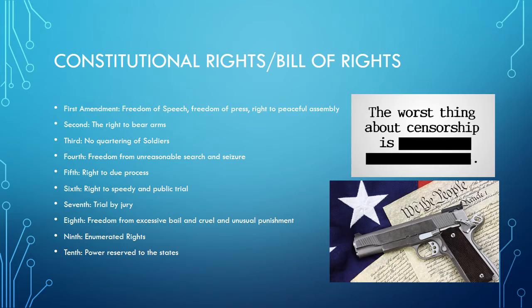The First Amendment is the freedom of speech, freedom of press, right to peaceful assembly. The second is the right to bear arms. Third, no quartering of soldiers. Fourth, freedom from unreasonable search and seizure. Fifth, right to due process. Sixth, right to speedy and public trial. Seventh, trial by jury. Eighth, freedom from excessive bail and cruel and unusual punishment. Ninth is the enumerated rights. And 10th is the power reserved to the states.